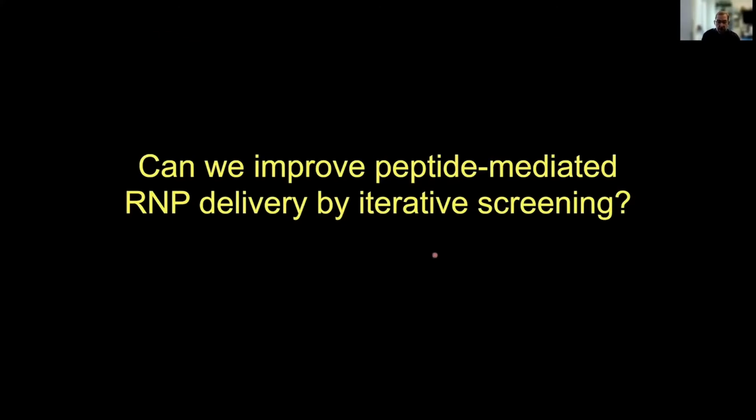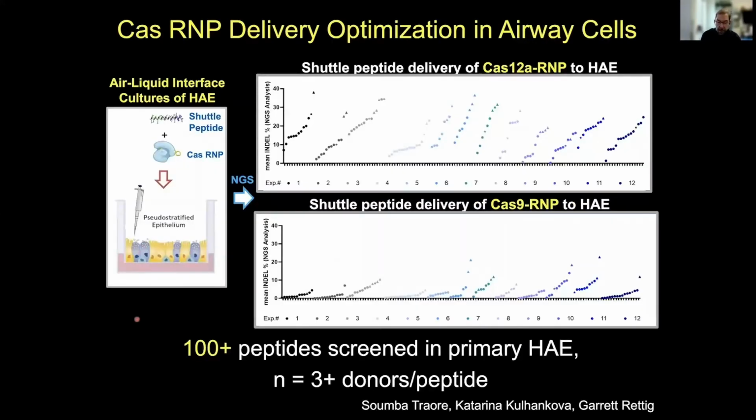We're also interested in whether iterative screening would allow us to improve peptide-mediated RNP delivery. So in these studies, we used air-liquid interface primary cultures of human airway epithelia to deliver candidate shuttle peptides and the Cas9 RNP or Cas12a RNP to these cells.